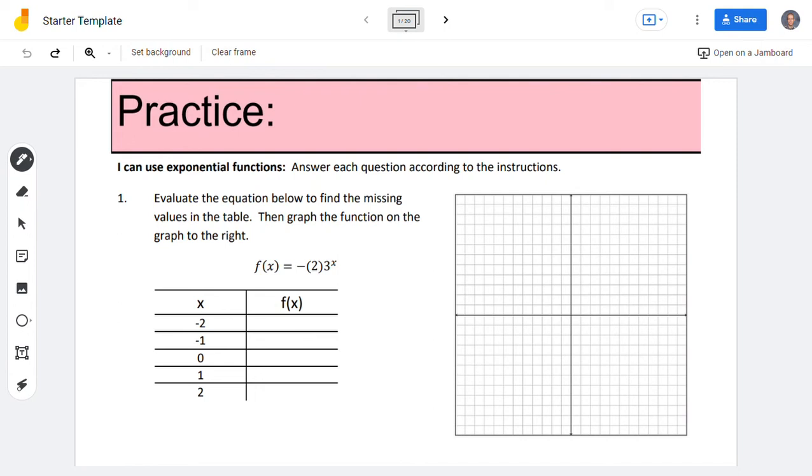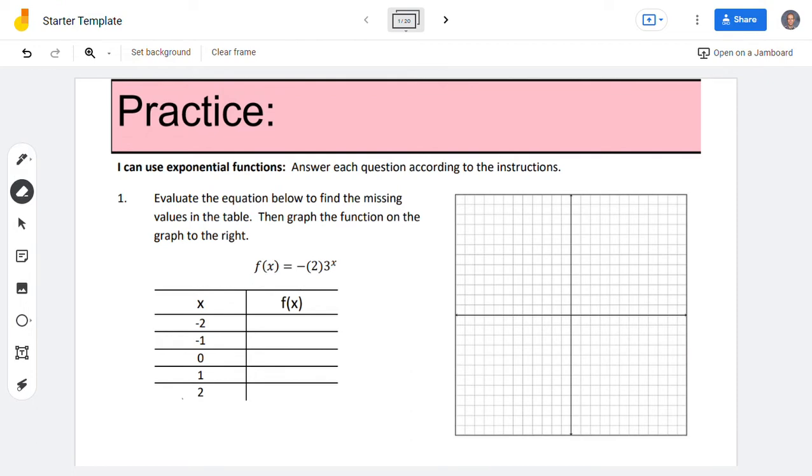Question number 1 asks us to evaluate this function right here, which is f of x equals negative 2 times 3 to the power of x, and graph the function. So we're going to plug in these values over here into the calculator and see if we can spot the pattern, then we'll put them on the graph over to the right.